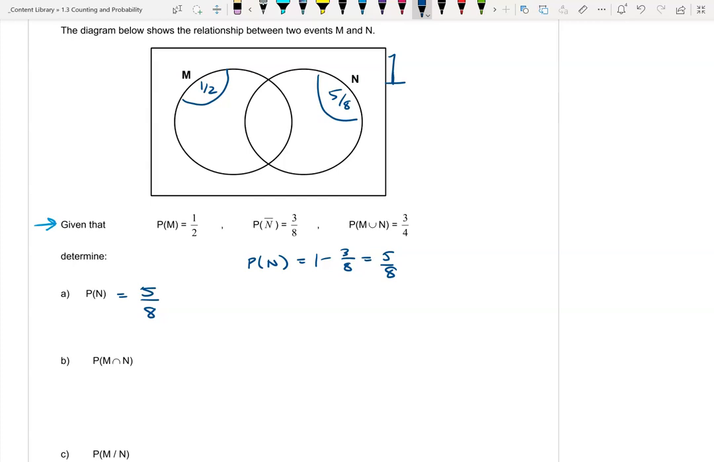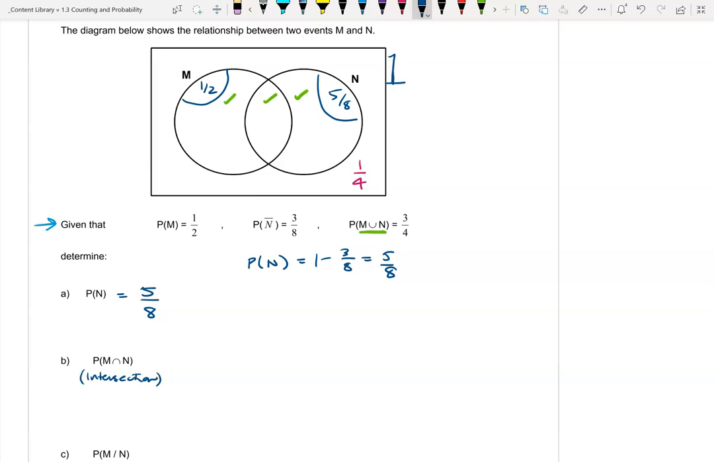Then it says the probability of M or N is 3/4. And I know that this probability of the or means the total of the circles involved in the Venn diagram, those 3 regions. So if they're worth 3/4, that tells me that the outside must be worth 1/4. So already we've got quite a lot of information here. So we found out the probability of N. We're asked to find the probability of M and N, which is the intersection in our Venn diagram.